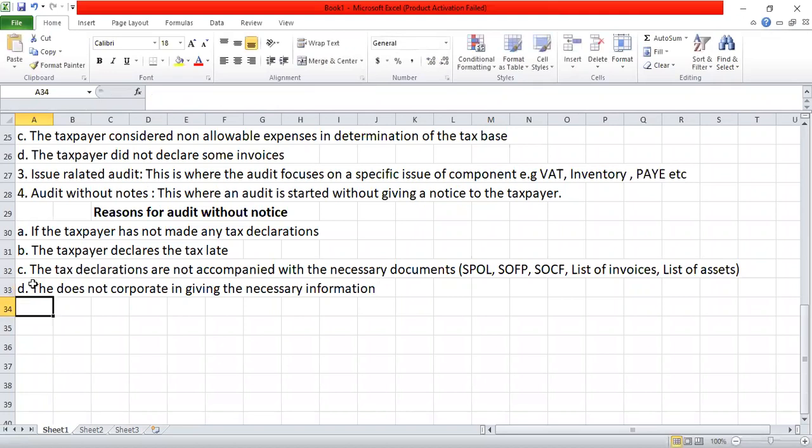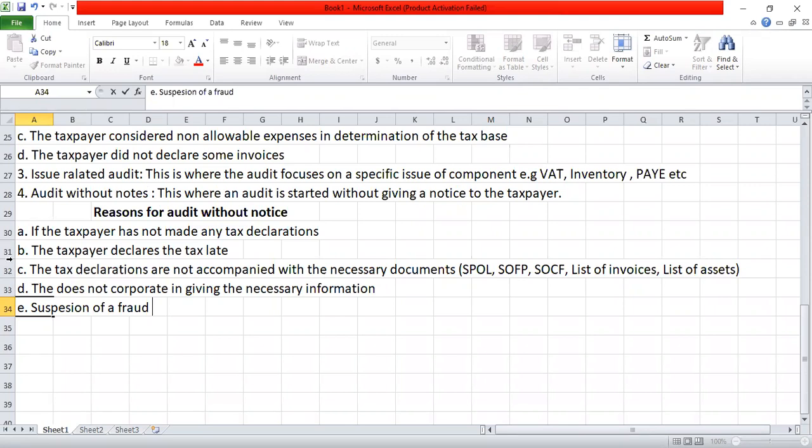Last but not least, if there is suspicion of a fraud, if they suspect that the taxpayer is committing fraud, then they can conduct an audit without notes.